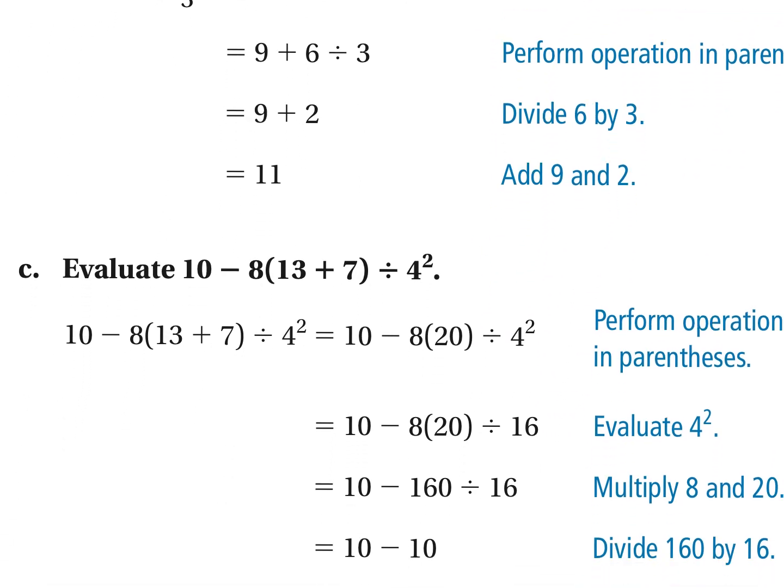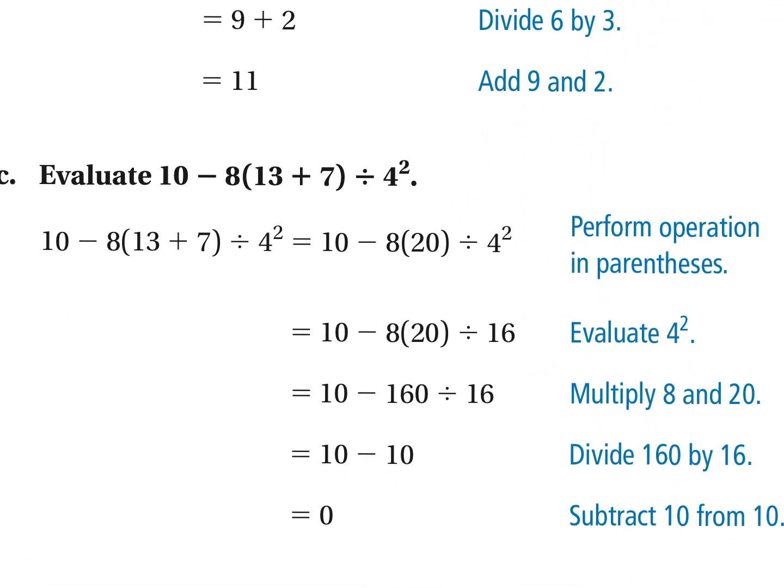Okay? Wow, this one's really long. What do I do first? Parentheses. 13 plus 7 is 20. Now I'm left with 10 minus 8 times 20 divided by 4 squared. What do I do next? I've done the parentheses. 4 squared.